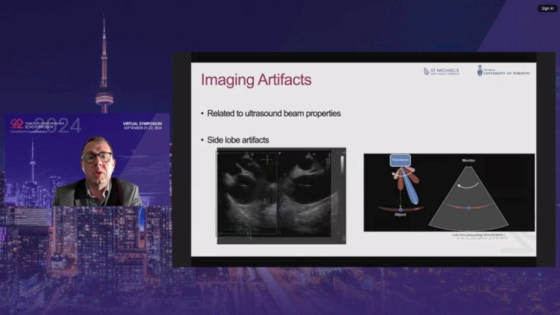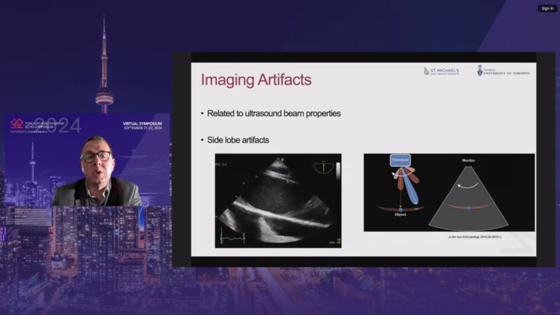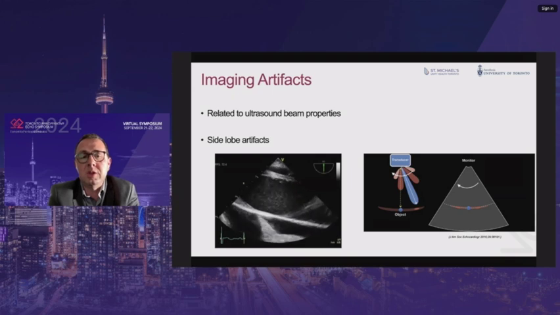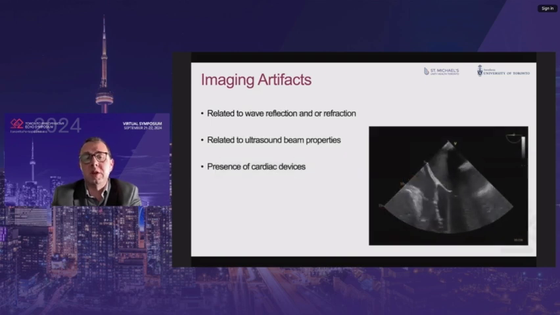Another example in the ascending thoracic aorta, the mechanism is the same. And this one is a true dissection, but you can see the arc caused by some side lobe artifacts. It's important to differentiate for a true dissection. Of course, the presence of cardiac devices and also what happens in the OR is another source of imaging artifacts. As you can see, this electrocautery image here, easy to make the diagnosis.